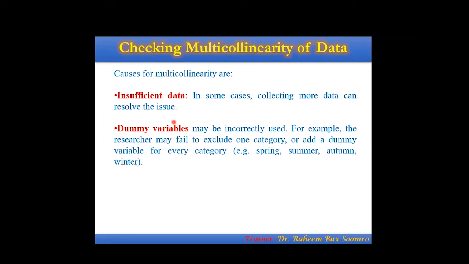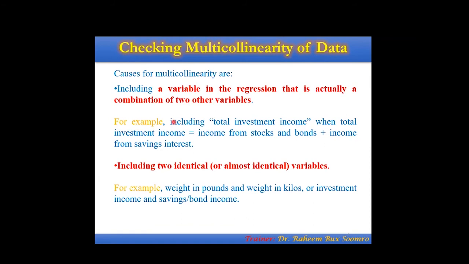Dummy variables: sometimes we are required to insert a dummy variable like male, female, spring, summer, autumn. So these are also one source of causing multicollinearity. Another is including a variable in the regression that is actually a combination of two other variables, which creates a high correlation between the variables. That is another reason for creating multicollinearity.